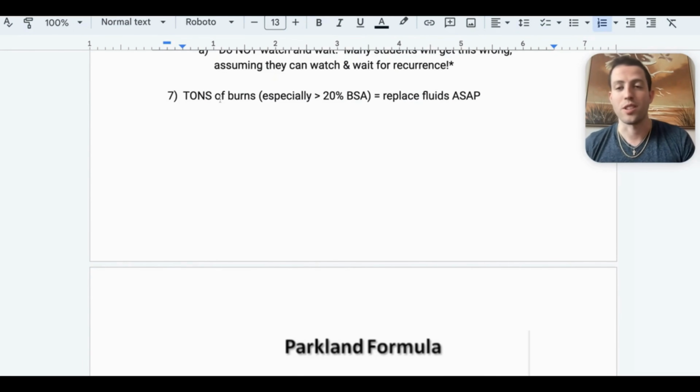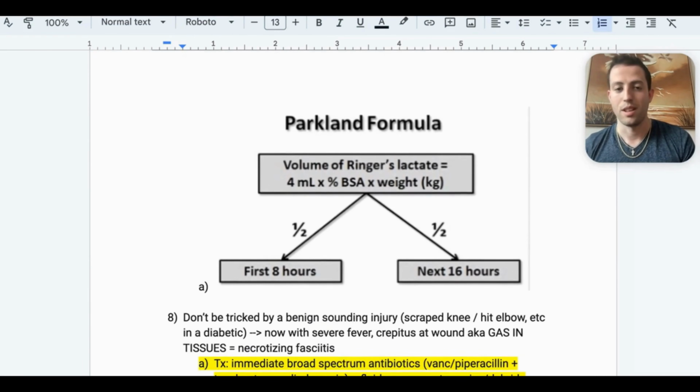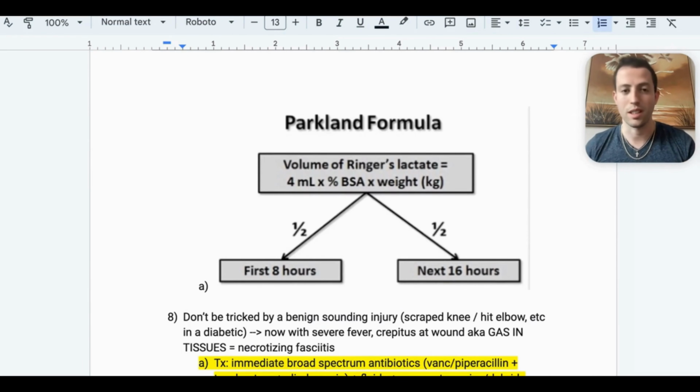Number 7, patient comes in, they have tons of burns, especially if it's like 20, 30% of their body surface area. What's your next step in management? It's always going to be to replace fluids immediately. And they'll give you other answer choices that are very tempting, such as give them nasal cannula or do an escharotomy so they don't get compartment syndrome. You want to replace fluids ASAP. As long as they're stable, then give them the fluids.